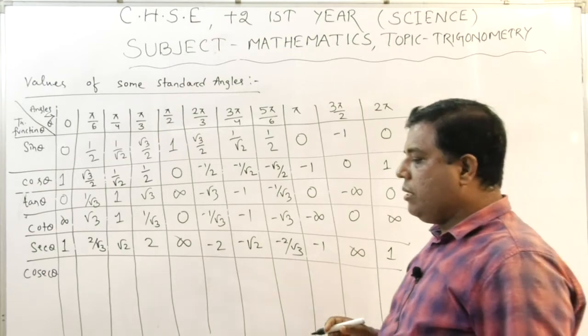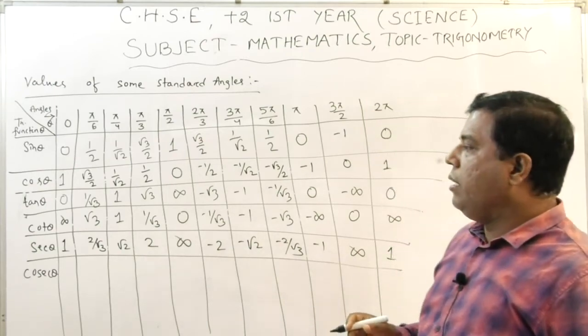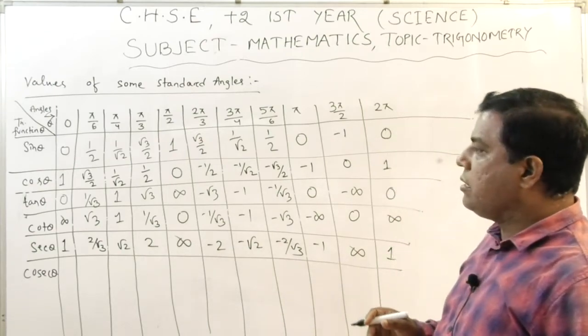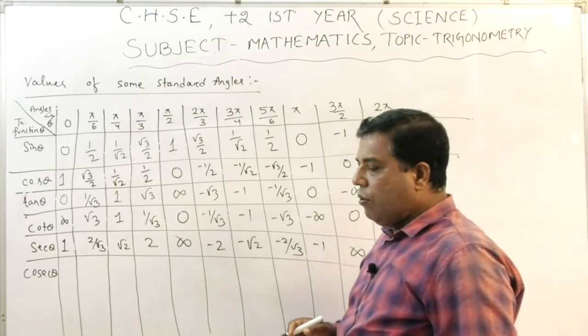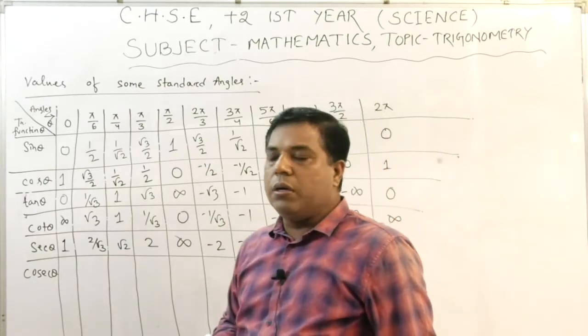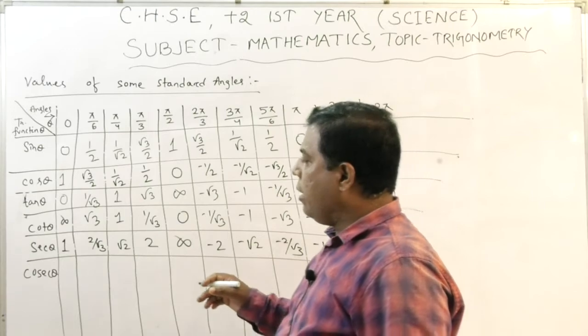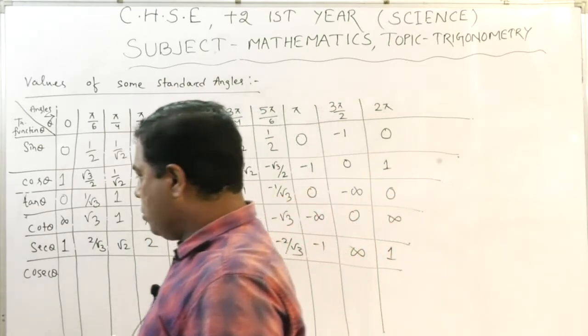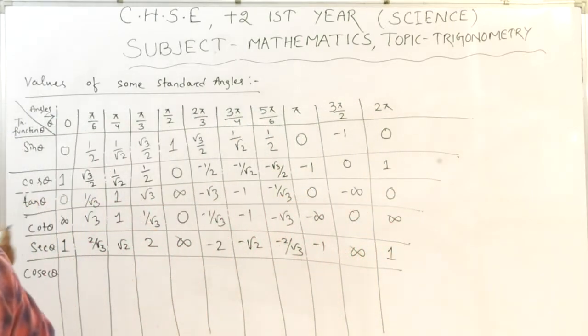quadrants. Okay, dear students, now we will go for the other one, that is cosec theta, and we see what happened about your cosec theta in different quadrants. Okay, so look at those things. Now we will move to some other.